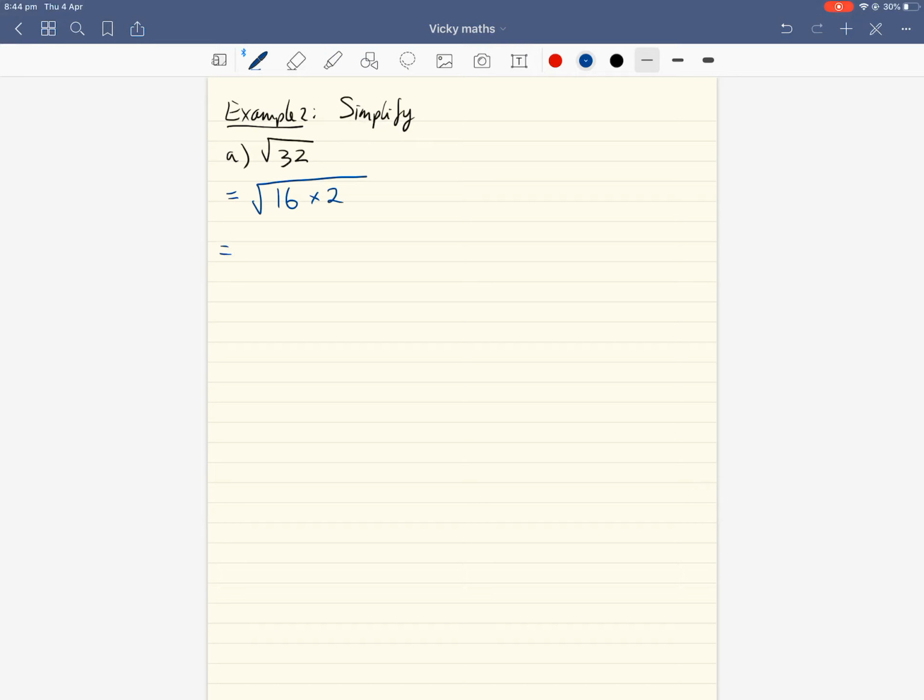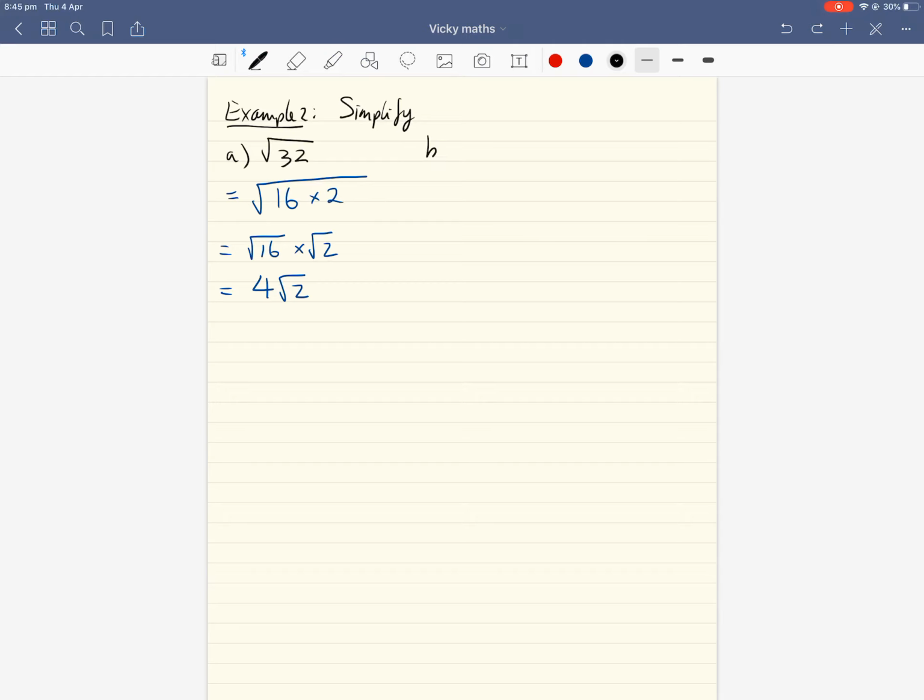So we can use the multiplying pattern. The square root of the product of two things is the product of the individual square roots. Square root of 16 is 4, so it becomes 4 root 2. And you'll note that in the simplified surd, we don't have any multiplying sign between the 4 and the square root. It's a ninja times sign, it just disappears.